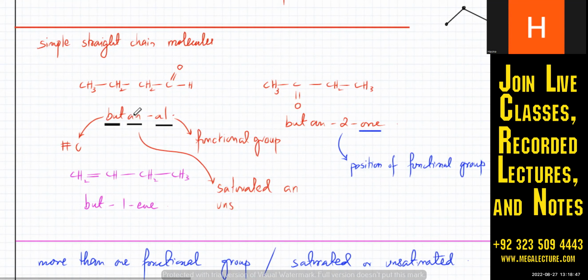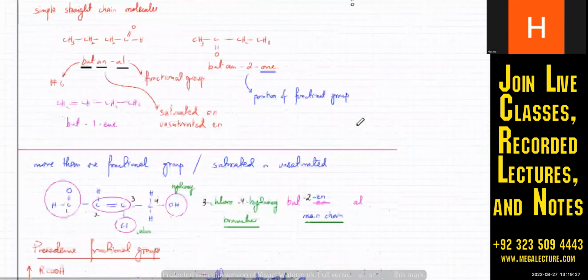So if there was a double bond between the carbon atoms, it would have been EN. So this is butanone. Now, if the functional group position is different, you're going to code the position of the functional group, where exactly it is. For aldehydes, you don't have to code the position of the functional group because the aldehyde functional group is always at the end. Ketones can be anywhere in the middle, so you have to tell them where exactly the functional group is.